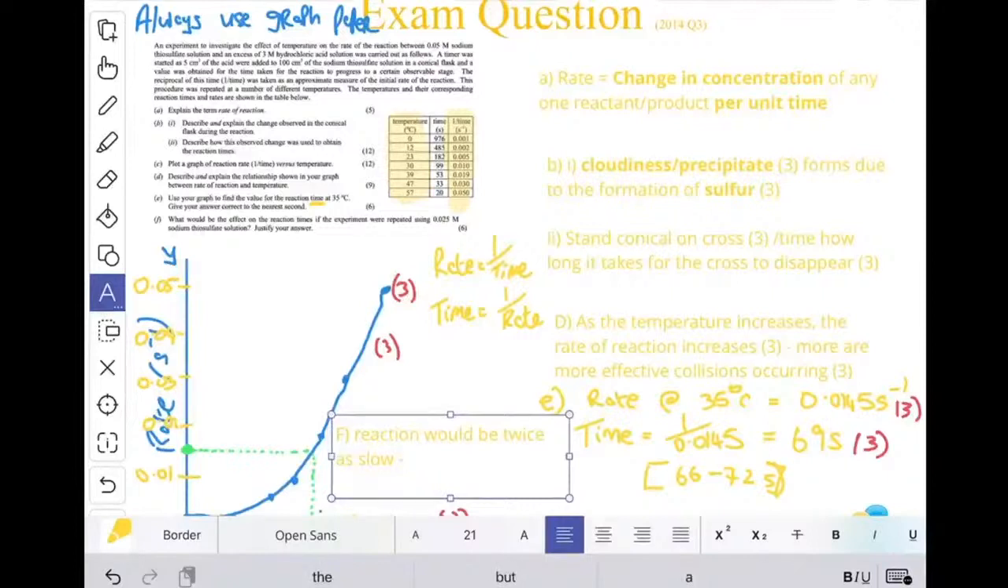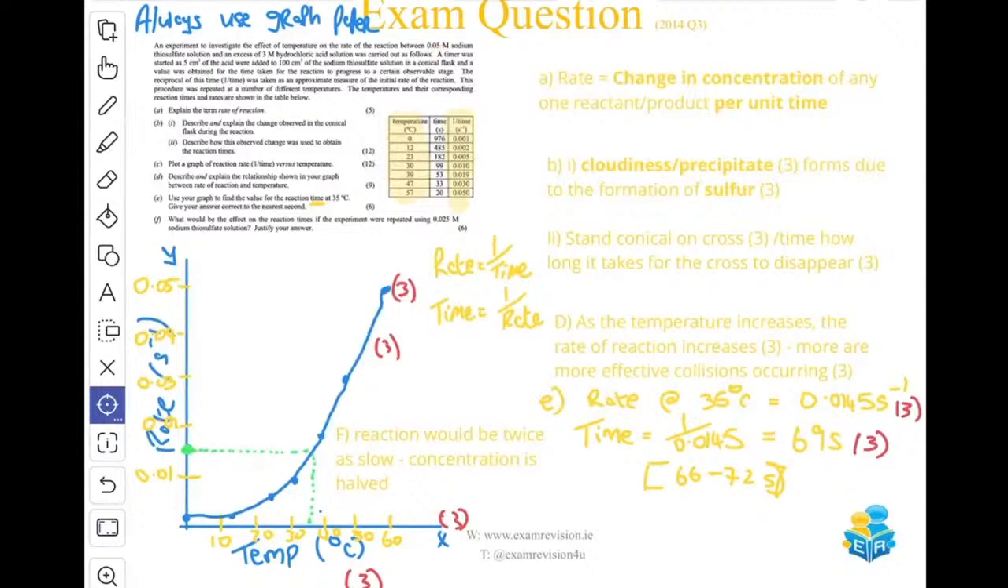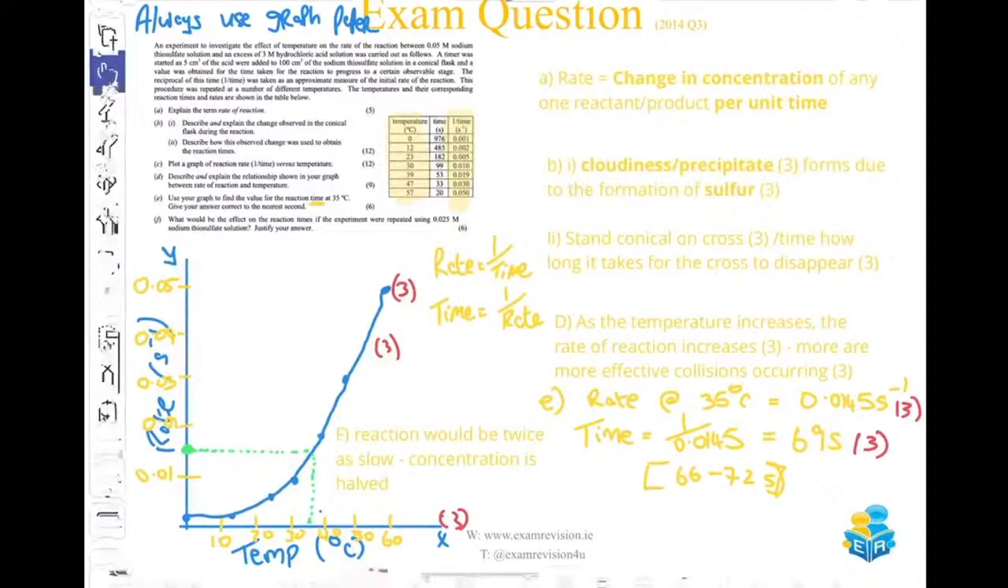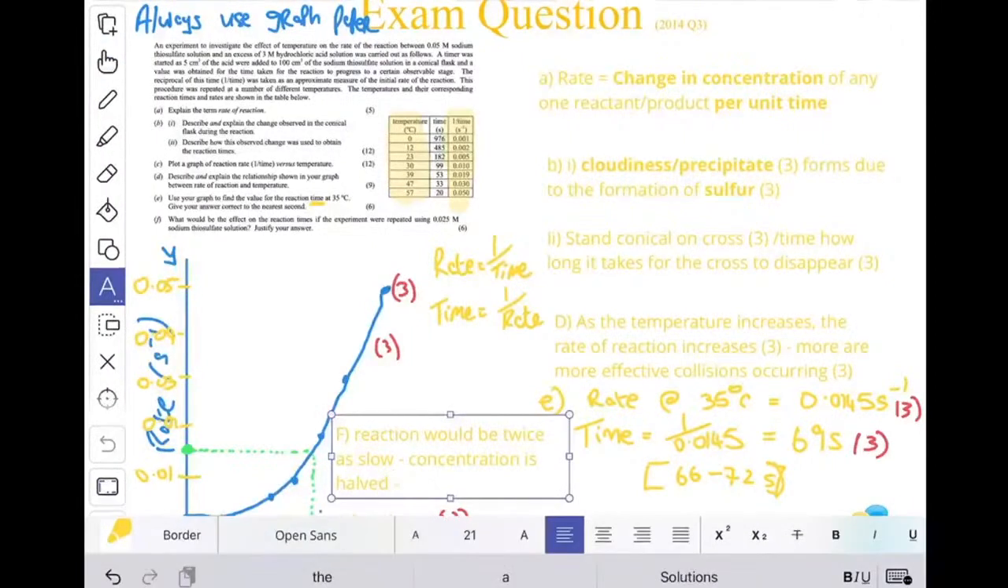rate, what I would say is, I would simply say that the concentration is halved. Because you can see that you go from 0.05 to 0.025. So the reaction would be twice as slow, and the reason for that is because the concentration is halved. But if you want to take that a little bit further and strive for that H1 answer, you would say that rate is directly proportional to concentration. I'm just going to decrease the size of that so we can see it. So that is part F there.